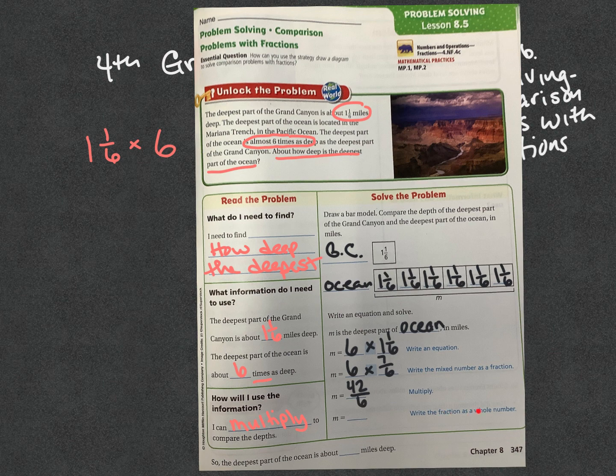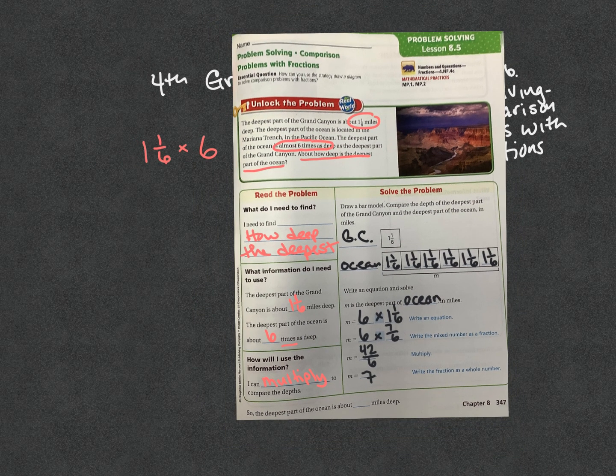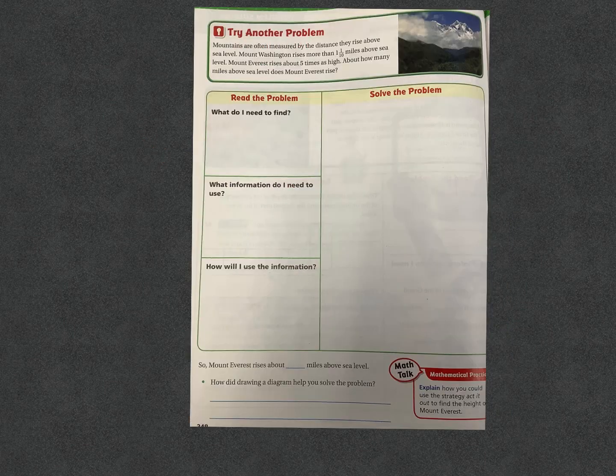Now I just need to write the fraction as a whole number or a mixed number if I need to, but they're saying a whole number because 42 divided by 6, if you know your multiplication facts right off the bat, you recognize that is 7 exactly. 7 times 6 is 42. So the deepest part of the ocean is about 7 miles deep. That's way down there. Let's try another problem.